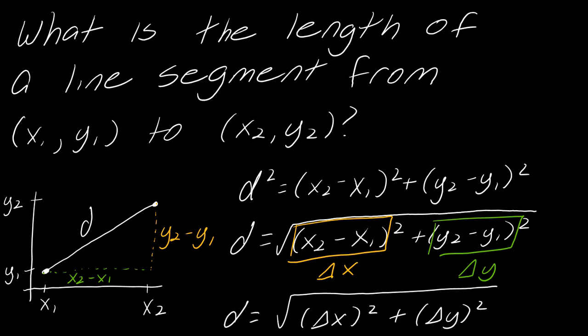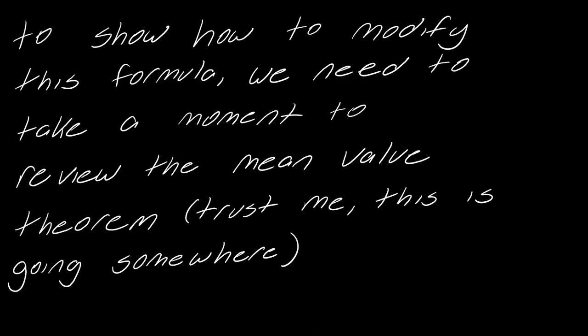So this formula now I can rewrite as the square root of delta x squared plus delta y squared. Okay, so to show how else we want to modify this formula, there's one other thing that we need to do. So we're not done modifying that formula. That's only the first step. So what we need to do is take a moment to review the mean value theorem, which is something you learned back when you learned derivatives. But there's something in the mean value theorem that we're going to apply to this formula. So trust me, this is going somewhere.